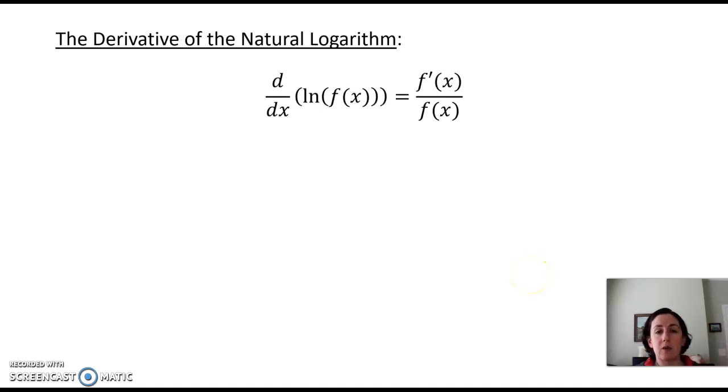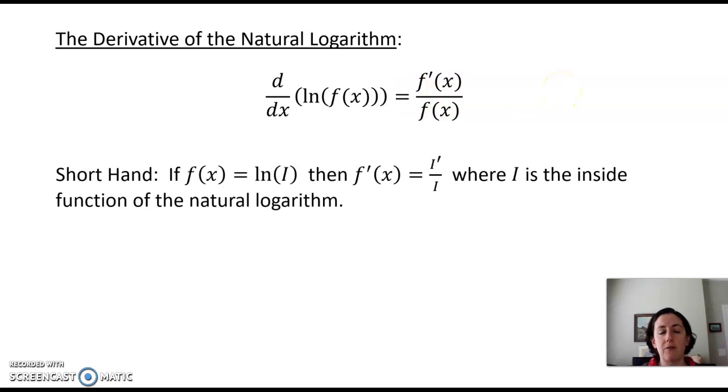So, the derivative of the natural logarithm. If you are taking the derivative of the natural log of a function of x, then it's the derivative of that function of x over that function of x. Notice you're taking the derivative of the natural log of this function f of x. This exact function f of x goes on the bottom. The derivative of this function f of x will go up here on the top. And notice the natural log itself inadvertently goes away. I do have a shorthand for this. I say if your function is the natural log of some inside function, then its derivative is the derivative of that inside function over that inside function.